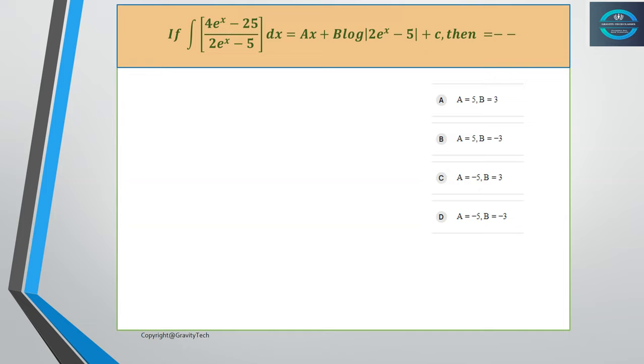integration of (4 e raised to x minus 25) upon (2 e raised to x minus 5) dx is equal to ax plus b log of (2 e raised to x minus 5) plus c. Then what is the value of a and b? Now let's see how to solve it.